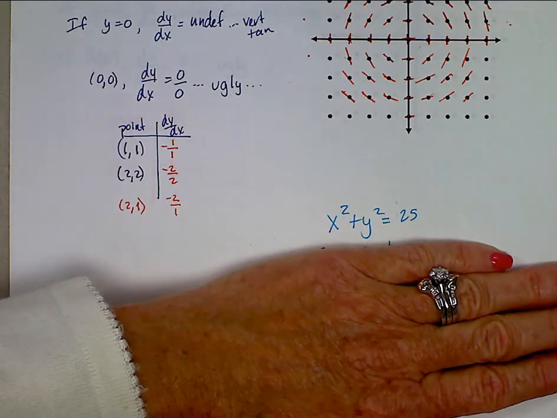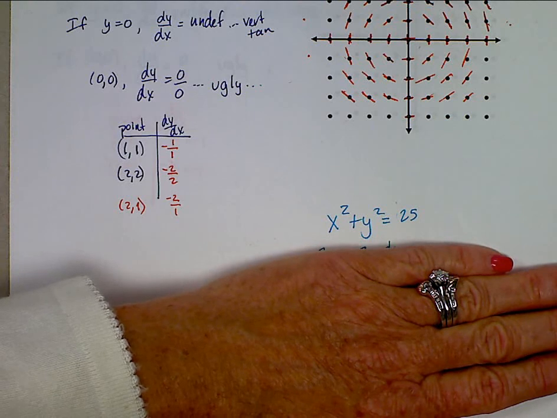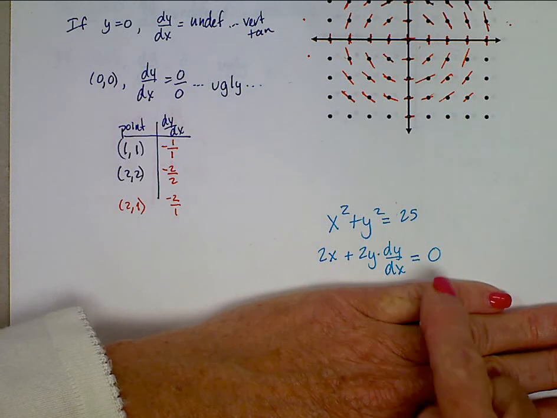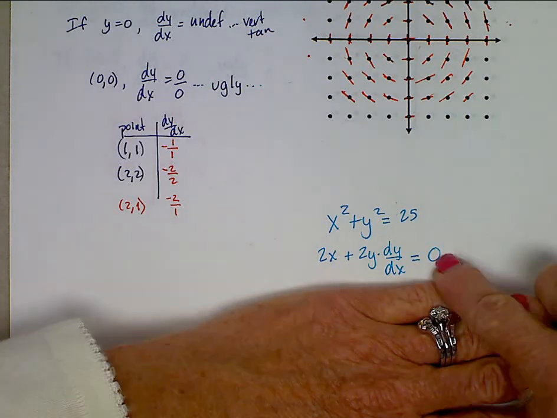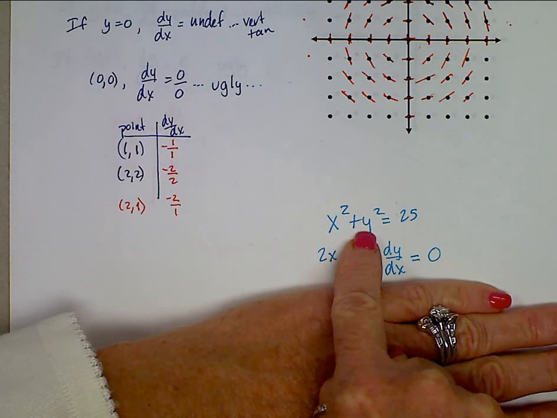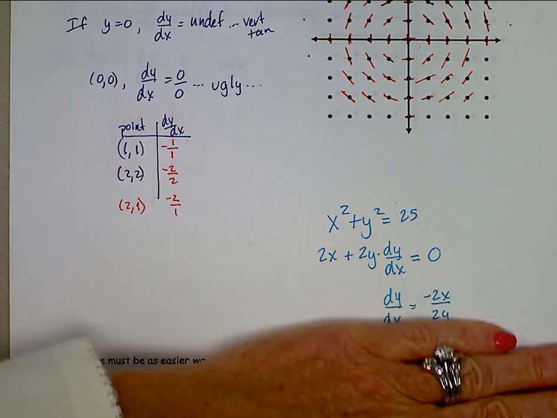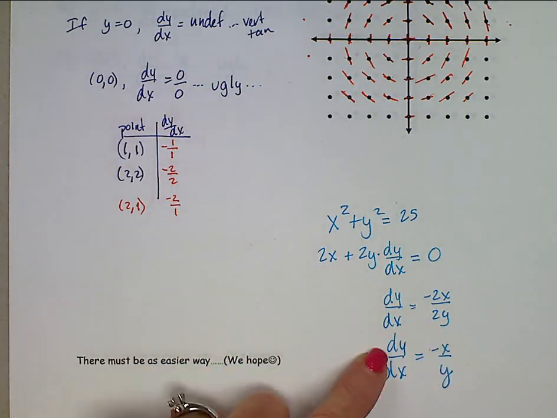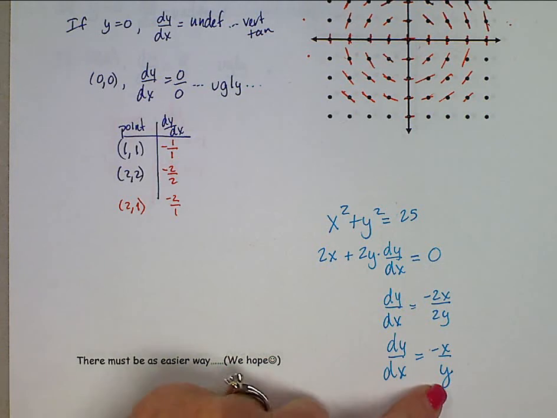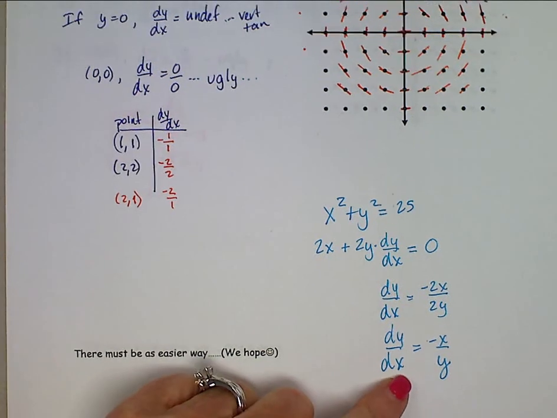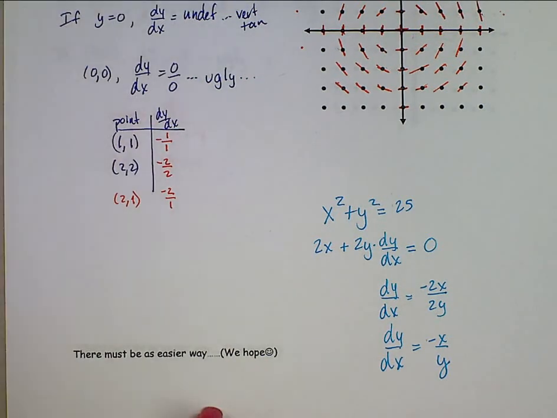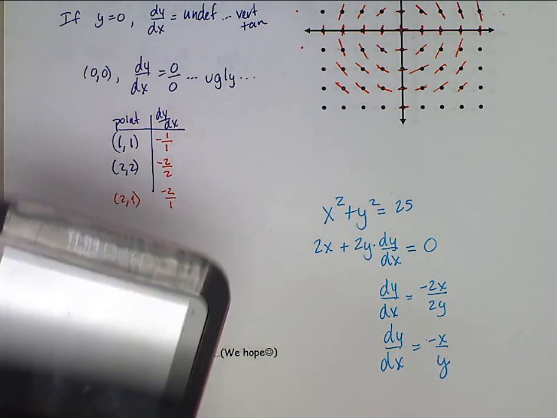When we do the derivative implicitly, we have 2x plus 2y times dy/dx equals 0. The derivative of 25 is 0. The derivative of y squared is 2y times dy/dx. Solving for dy/dx, move the 2x over, divide out that 2y, simplify, and there we go. dy/dx is negative x over y. Negative x over y.